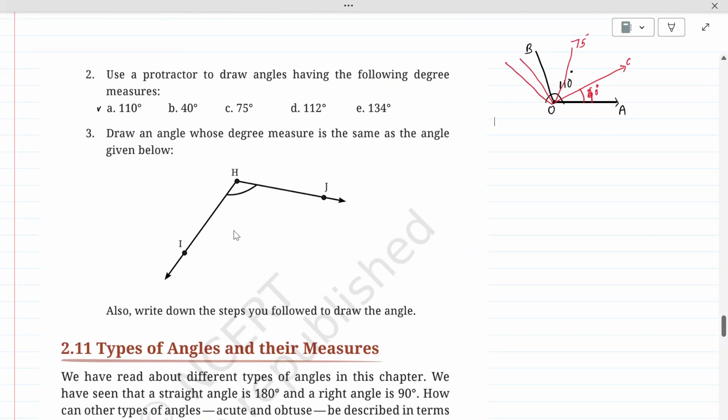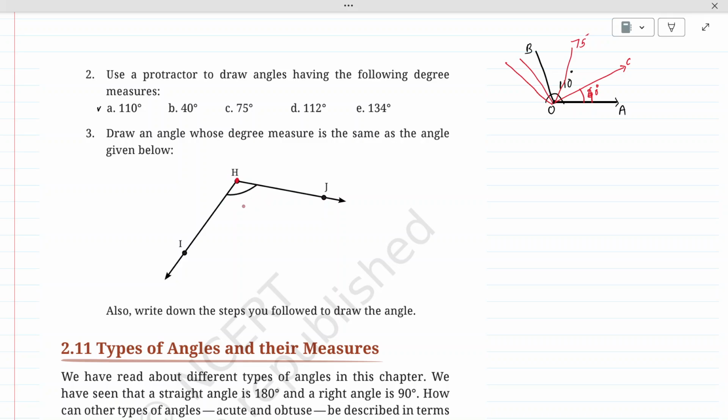So what we have to do is find the vertex of this angle. So what is the vertex? It is where the two arms meet, which is H. Now at this vertex, we have to keep the center of the protractor here, with one arm of the base of the protractor overlapping with this line. Then we can see where the other arm is falling. That way we can find the degree.